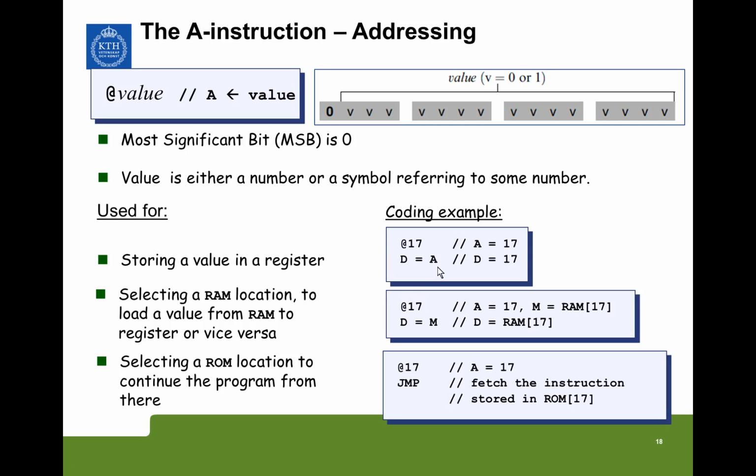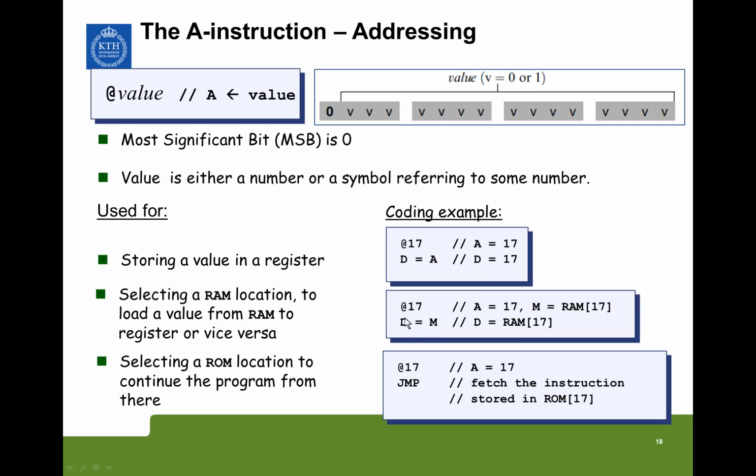We can use an A instruction to select a RAM location. Again, @17 means we load 17 into the A register, and through the virtual M register it means that we take the value of the RAM at address 17. So if this A instruction is followed by a C instruction like D=M, it means that the content of the RAM location at address 17 will be copied to the D register.